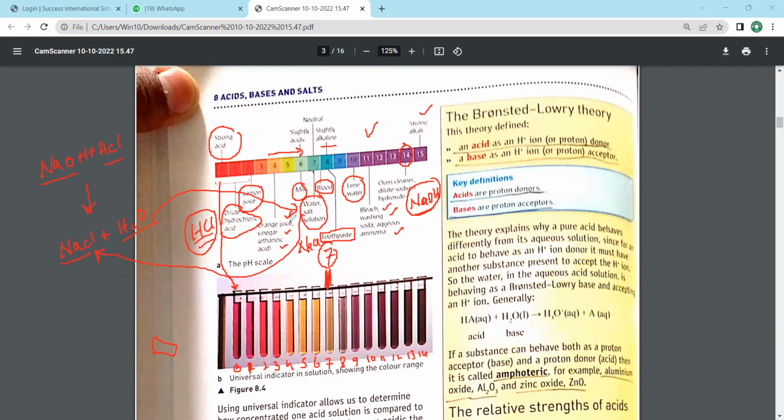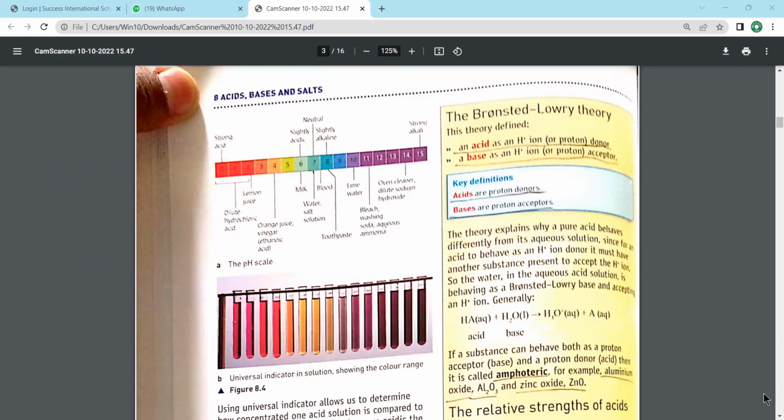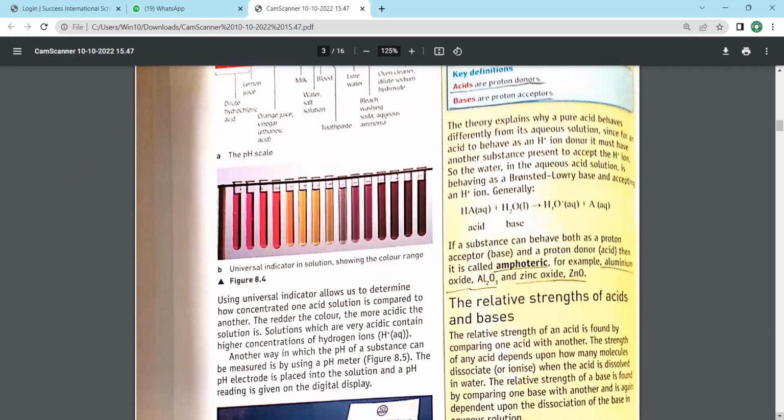Beside the diluted hydrochloric. Here this is H2O water, NaCl, this NaOH, HCl. Okay, now move next. Hope you understand very well about the pH scale.